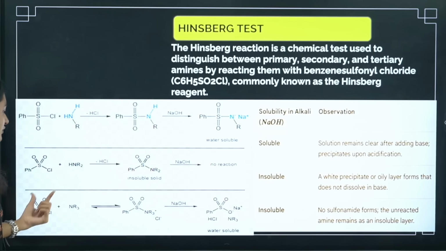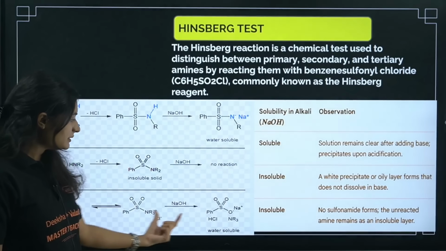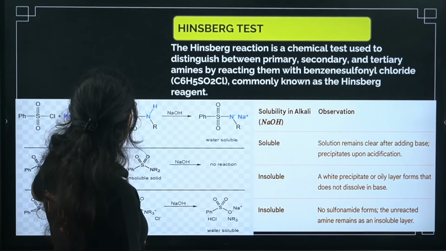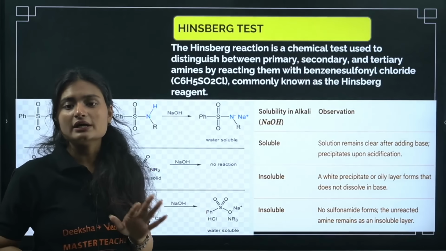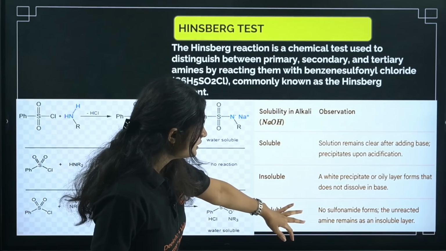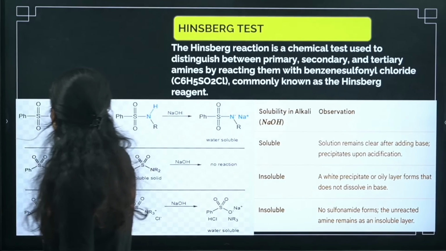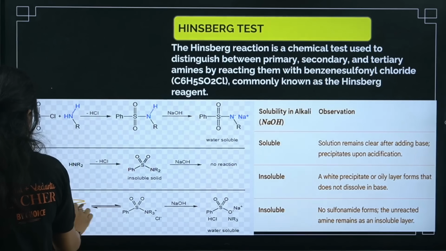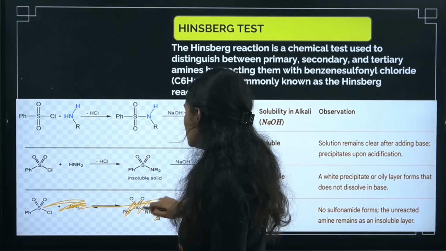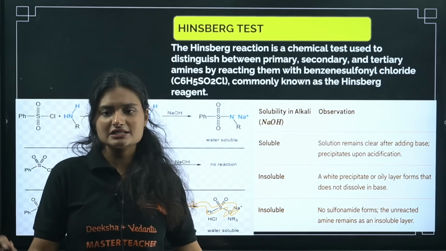Now in case of tertiary amine, there is no acidic hydrogen, so no sulfonamide will form and the unreacted amine remains as an insoluble layer. This reaction shown is actually wrong. I don't think this is the correct one, so just ignore it. In this case, no reaction will happen. This compound will not get formed. So the amine will remain as it is, and the unreacted amine will form an insoluble layer.